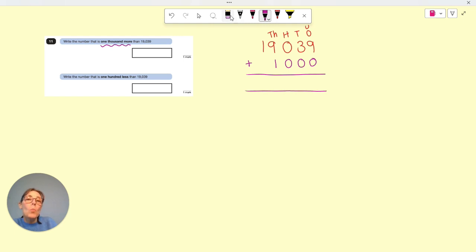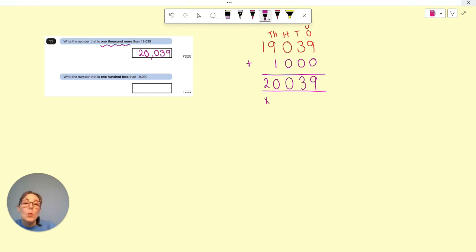Now, have a think about what you think this would be before it comes out. Have a think, see if you can estimate what you think the answer would be. So 9 plus 0 is 9, 3 plus 0 is 3, 0 plus 0 is 0, 9 plus 1 is 10, 1 plus 1 is 2. So I think the answer is going to be 20,039.